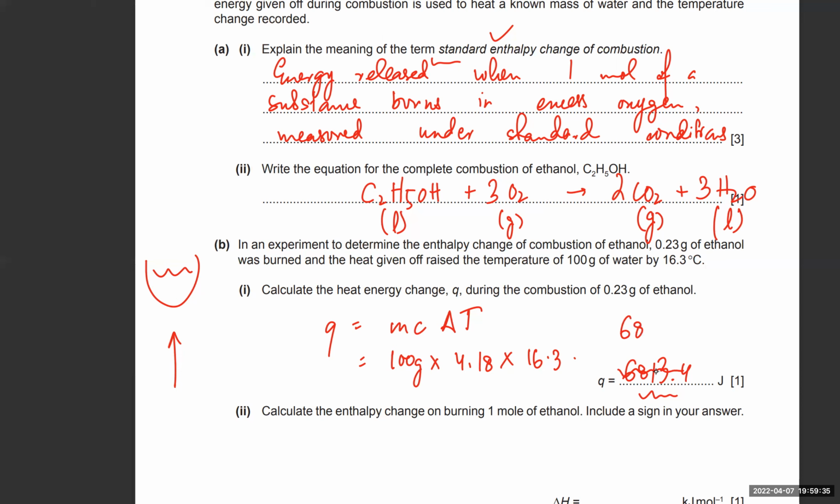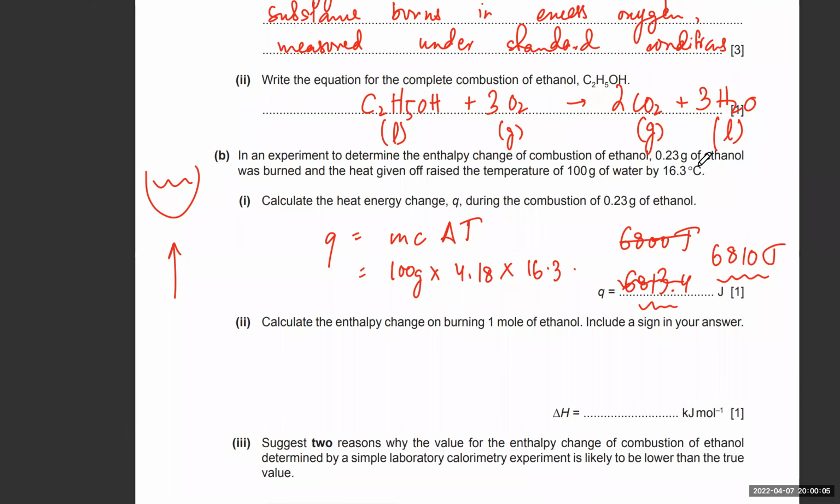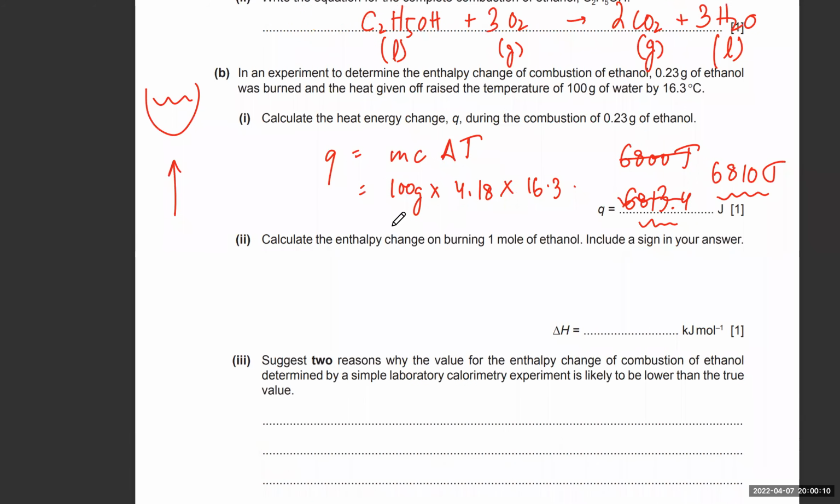So I'm going to do 6,800 joules because my answer cannot be more accurate. Wait, one second. I'm not actually using 0.23 grams over here. All my values are accurate up to 3 significant figures, so I'm going to write this as 6,810 joules. When you state your answer, don't state the answer that's given on the calculator. Make sure it doesn't exceed the significant figures that you're using in your calculation.